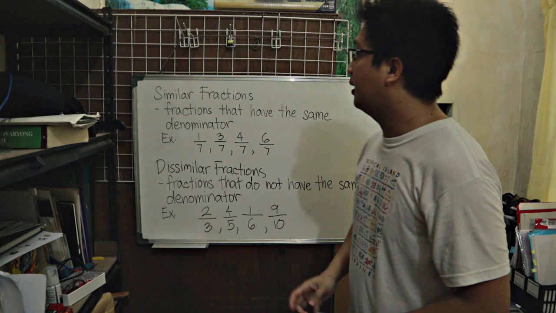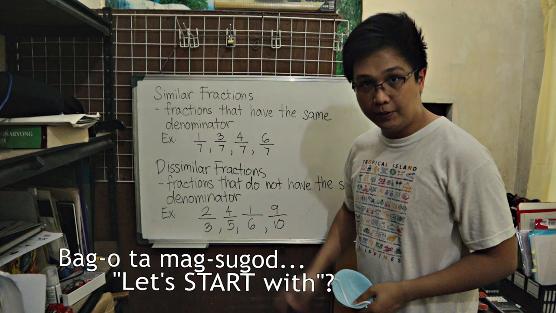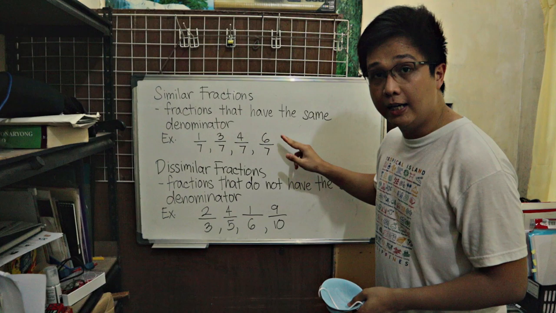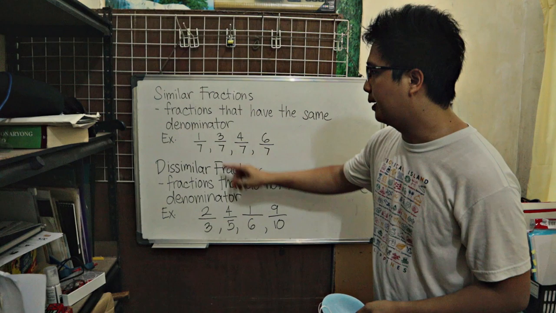Subukan natin nga istoryahan, operations on fractions. Bago ito magsugod, let's start with similar fractions and dissimilar fractions. Similar fractions are fractions that have the same denominator. So meaning, bisan lainay pa ang ilang numerator, ang importante parehas ilang denominator, like for example, 1/7, 3/7, 4/7, 6/7, all of them have the same denominator, 7, meaning they are similar fractions.